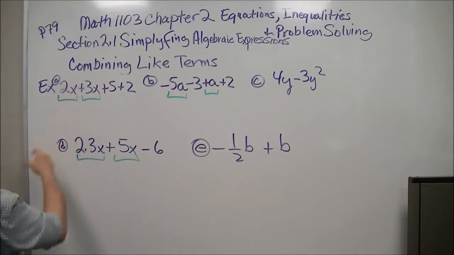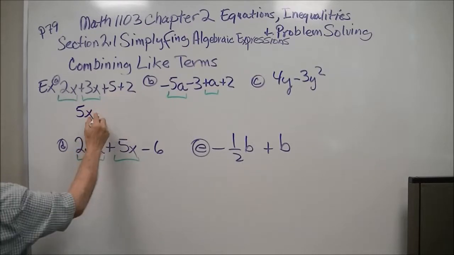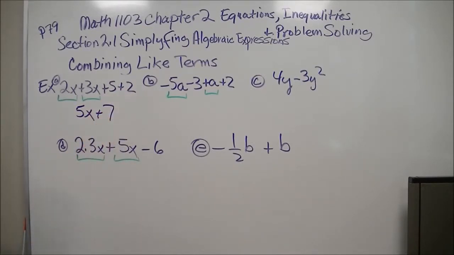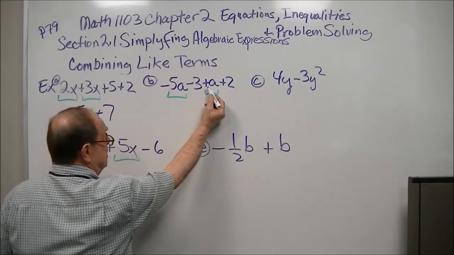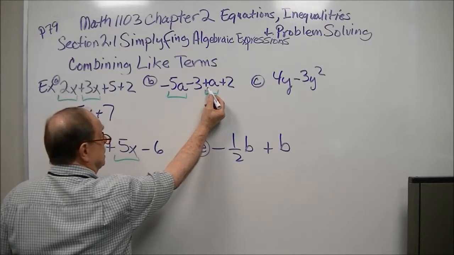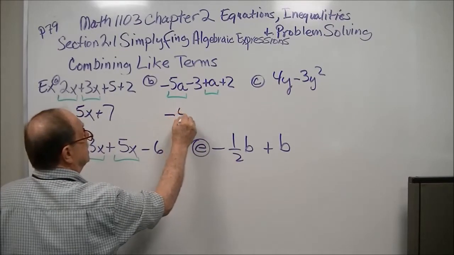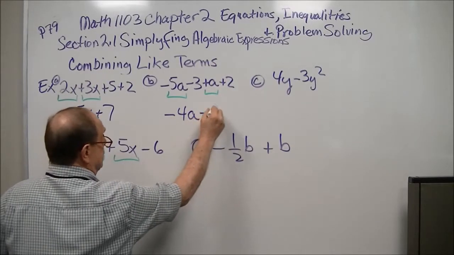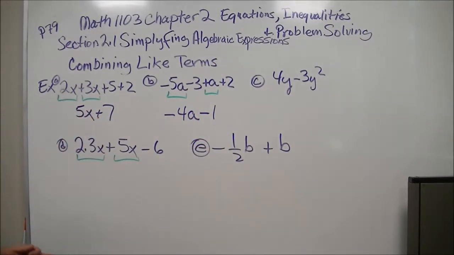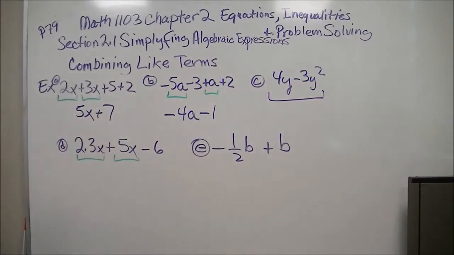Well, 2x plus 3x is 5x. 5 plus 2, 7. Now here, where there's no numerical coefficient, remember there is a 1. So a negative 5 and a positive 1 will give you a negative 4a. Negative 3 plus 2 is a negative 1. And you'll have practice to be sure to hone your skills. Here, this is the answer. There's no like terms. You can't combine anything.